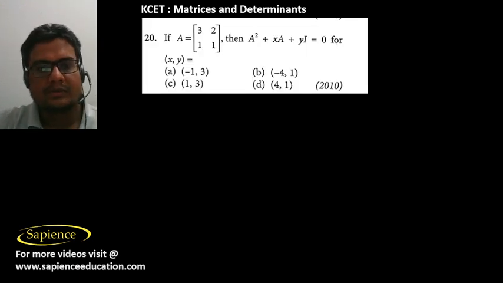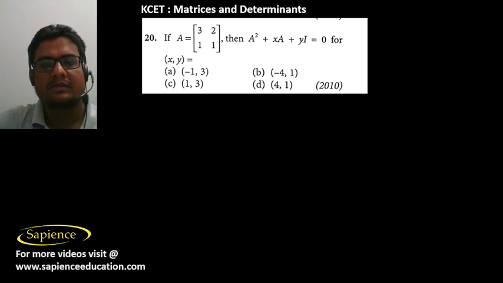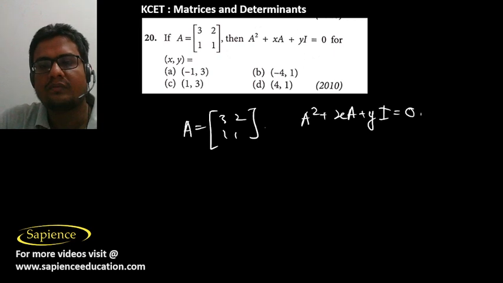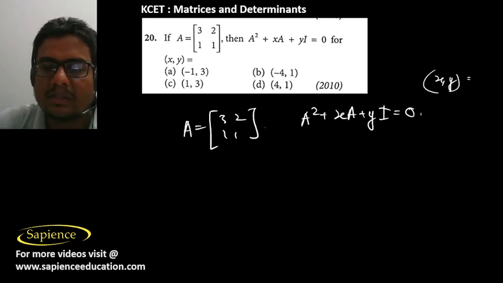Then question number 20, it is told that if the matrix A is 3, 2, 1, 1, then A square plus XA plus YI is equal to 0 for X comma Y equal to how much? So what should be the ordered pair X comma Y? That is asked.